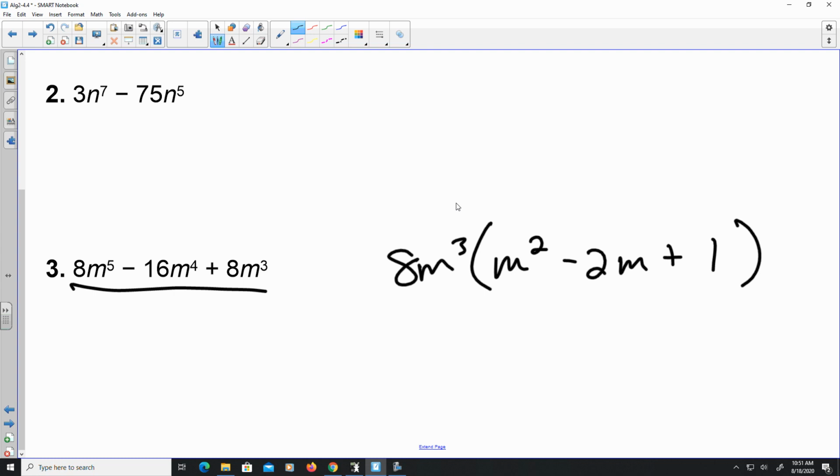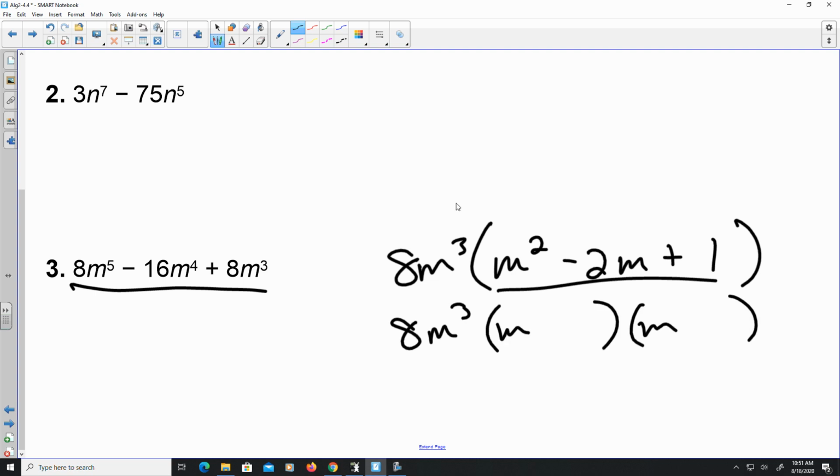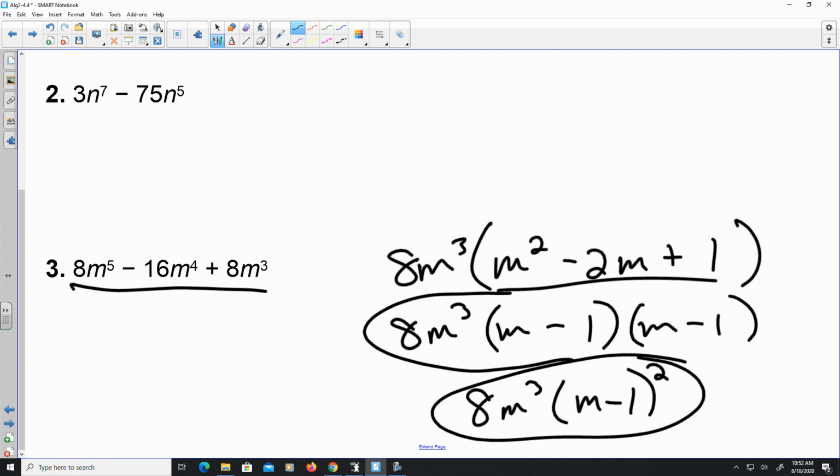So I go from here. This is going to be 8m to the third. This is a simple trinomial, so parentheses, parentheses. I got m, same sign, minus. Two values that give me a product of 1 but a sum of 2 are 1 and 1. If you left it like this, that's fine, but you can also write it as 8m cubed times the quantity m minus 1 squared. This is acceptable, and so is this.